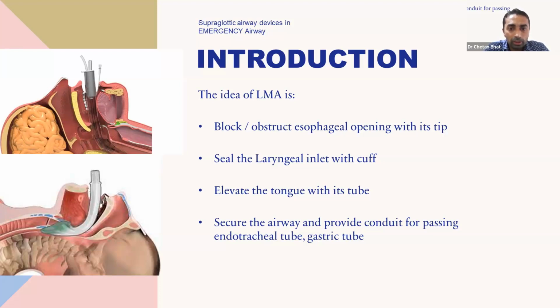So by using these three physiological structures, this LMA secures the airway and provides a conduit for passing endotracheal tube and gastric tube also. It provides a conduit for airway through the main air tube. And because this seals the esophageal tube, there is an opening in second generation LMAs, which we'll discuss later. It provides a conduit for gastric inlet also, esophageal inlet.